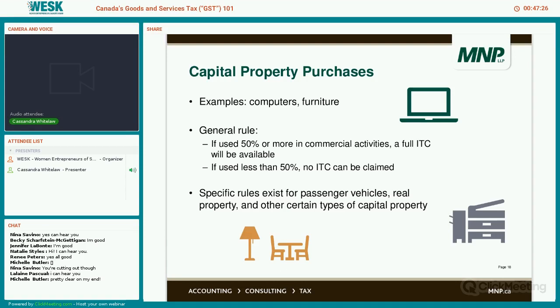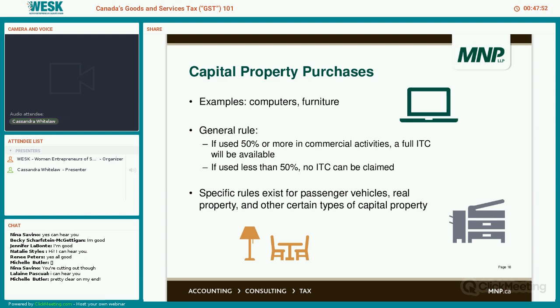As I mentioned, there are separate rules for capital property purchases. So these will be your capital assets such as computers or furniture. The general rule for these is if they're used more than 50% in commercial activities, then you can claim a full ITC for these expenses. If they're used less than 50%, you aren't eligible to claim the input tax credit, and there aren't any prorating rules like there are for the operating expenses.